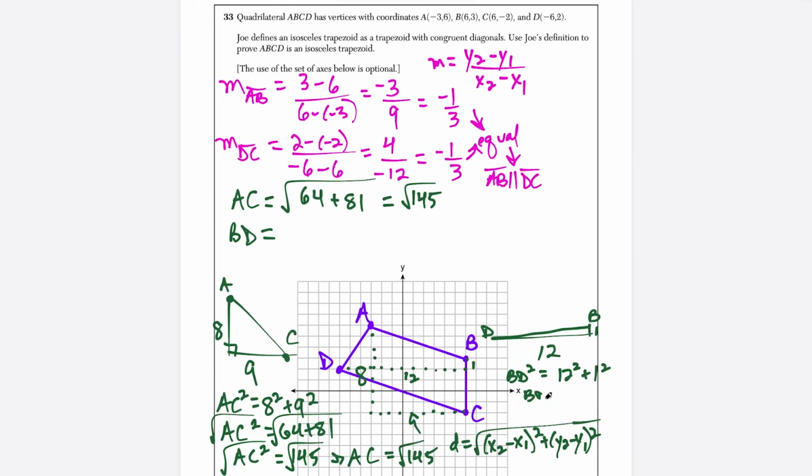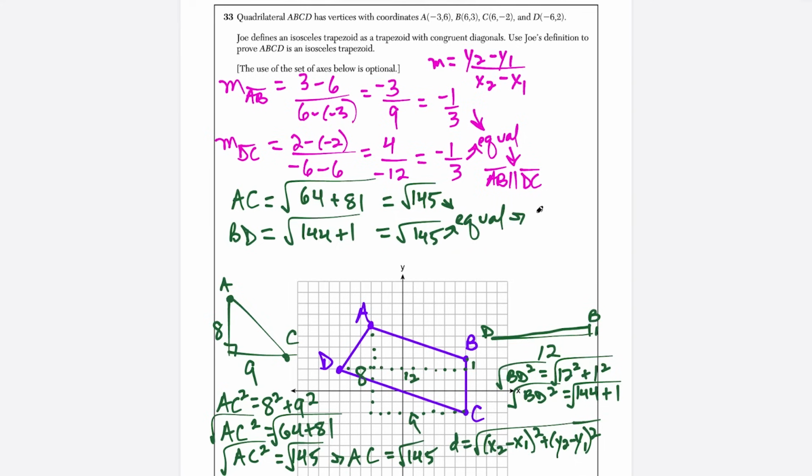So BD squared is equal to 144 and then plus 1, which is going to give us 145. So BD, I could say, is the square root of 144 plus 1, and this simplifies to the square root of 145. Okay, all I would do here is just take the square root of both sides like this, and that's where we're getting BD equals. But one thing to comment on, notice that these two values here are equal. So what does this tell us? It tells us that AC is congruent to BD.